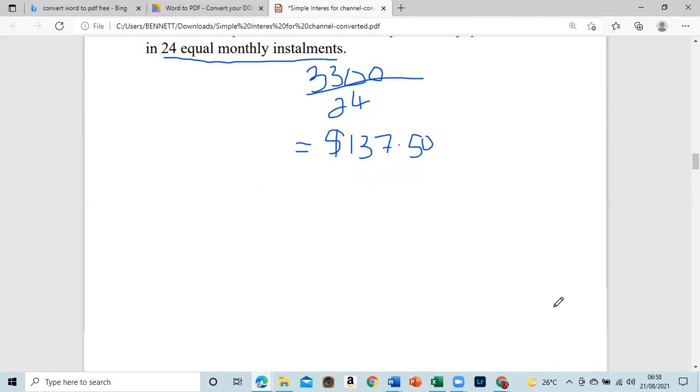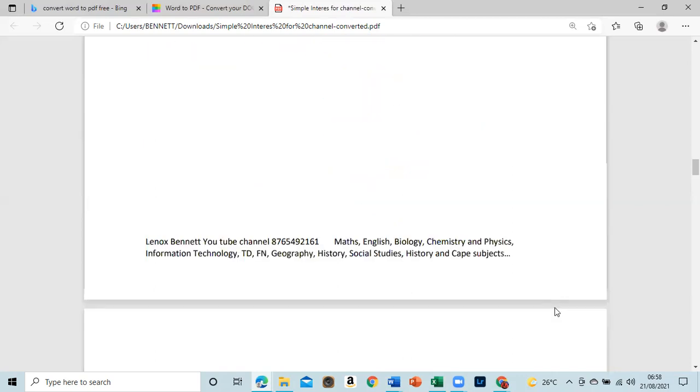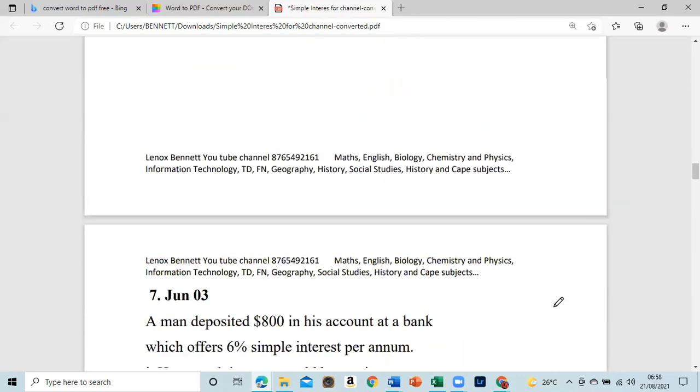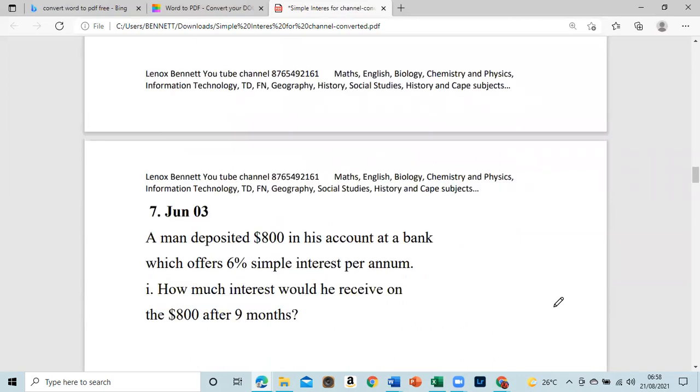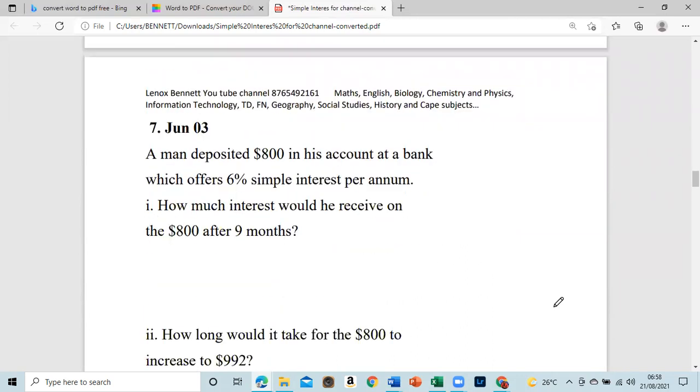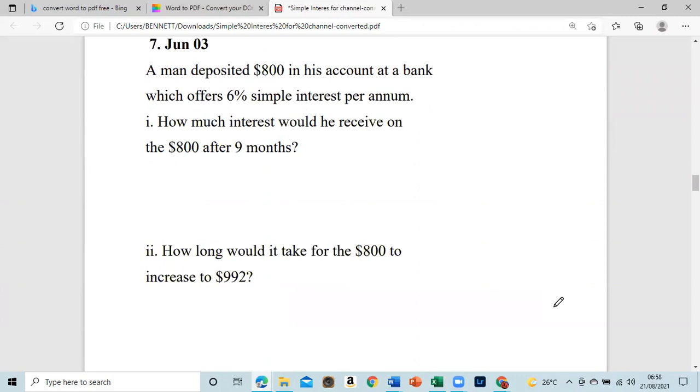Let's go to the other one. And this one is June 03, so that's 2003. A man deposits $800 in his account at a bank, which offers 6% simple interest per annum. How much interest would he receive on the $800 after 9 months?